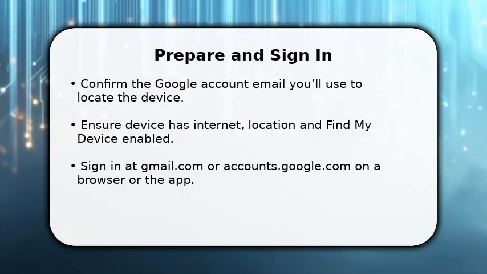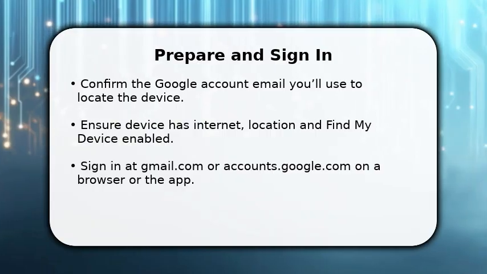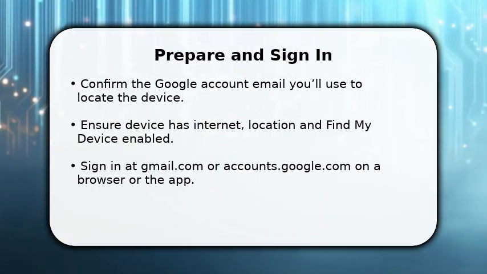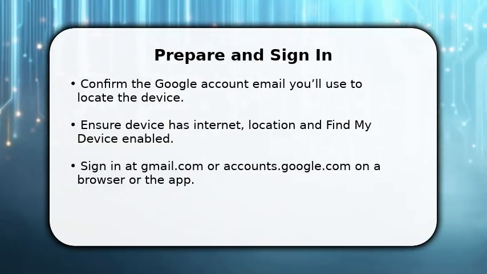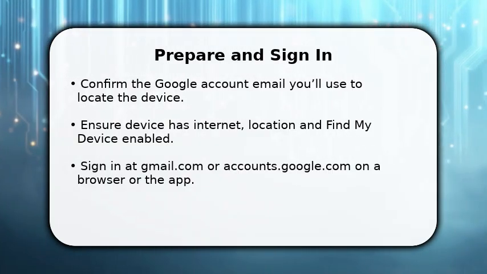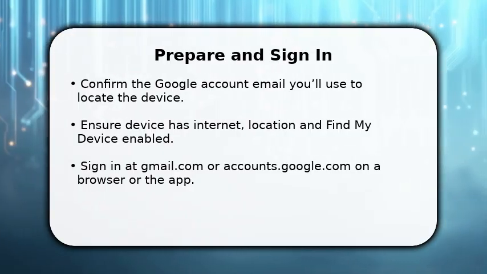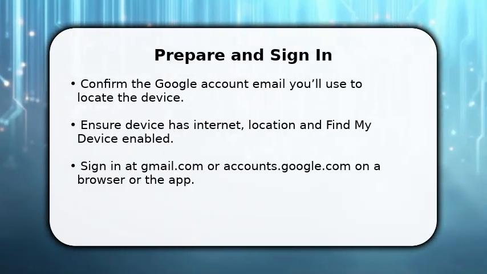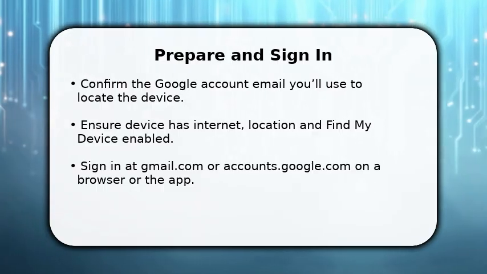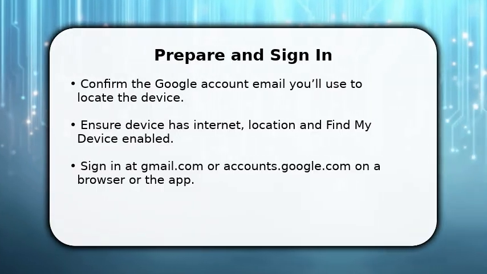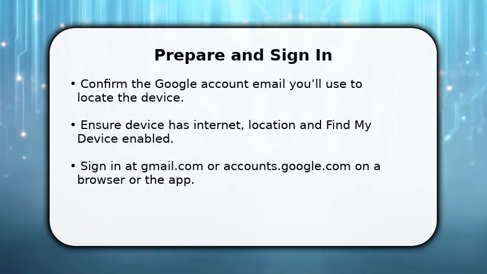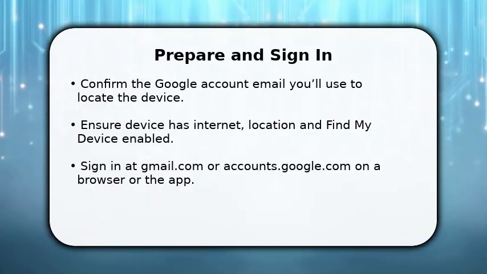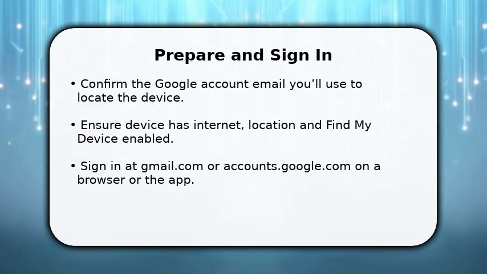You start by signing into the exact Google account linked to the missing device. This is the key that ties everything together. Once signed in, make sure the device has power and internet access, and that location services are active so Google can report coordinates. If you're using Gmail, open the account menu and switch to the account that owns the device. This initial step establishes identity and permissions so you can securely proceed to the location tools that follow.